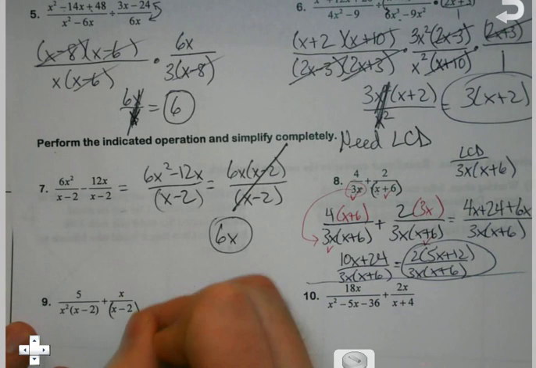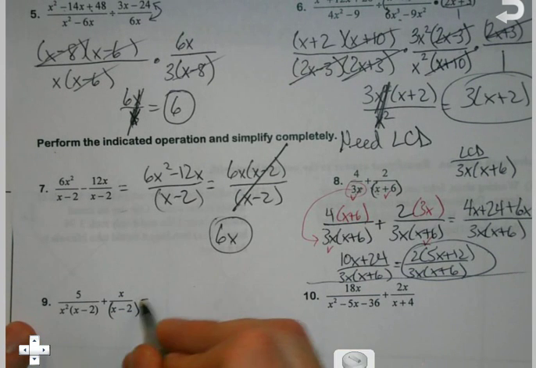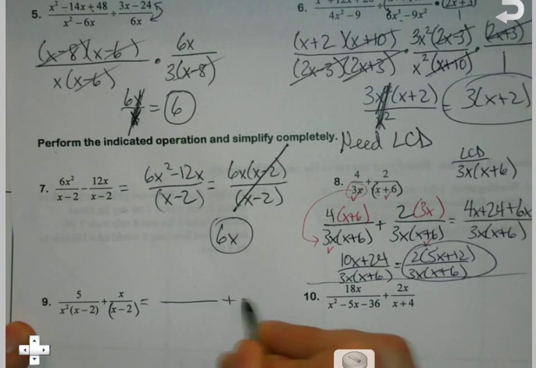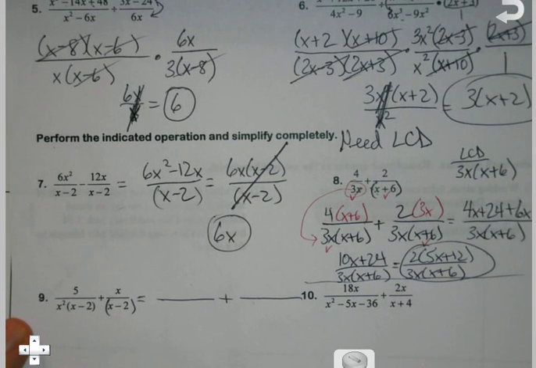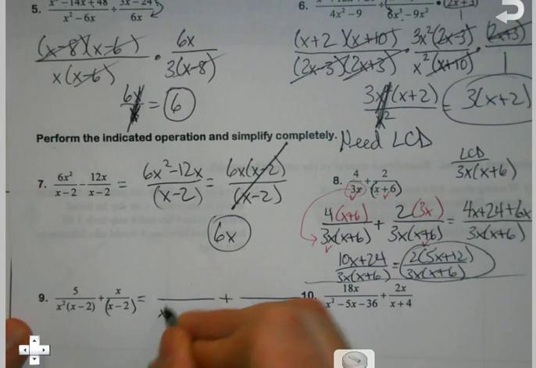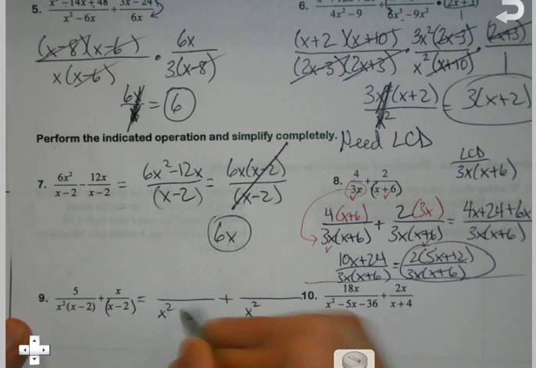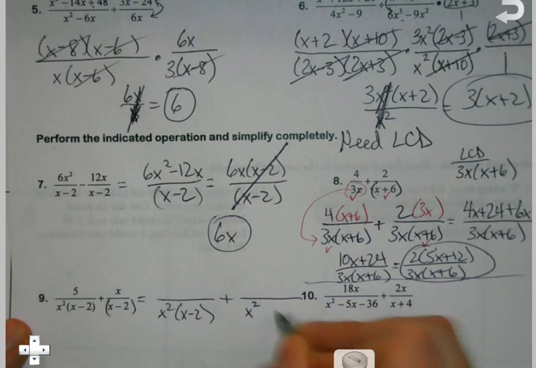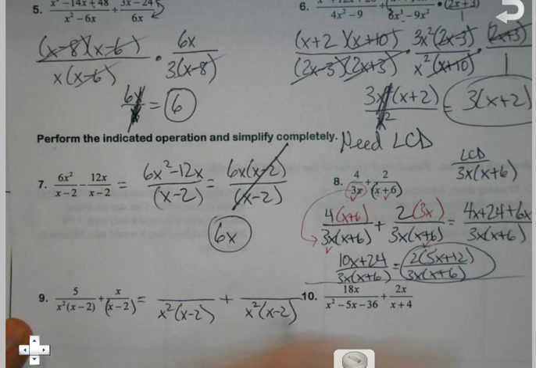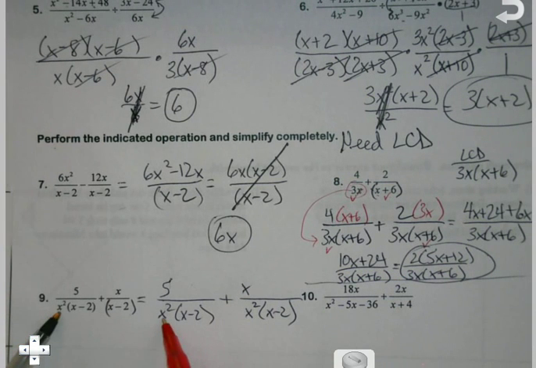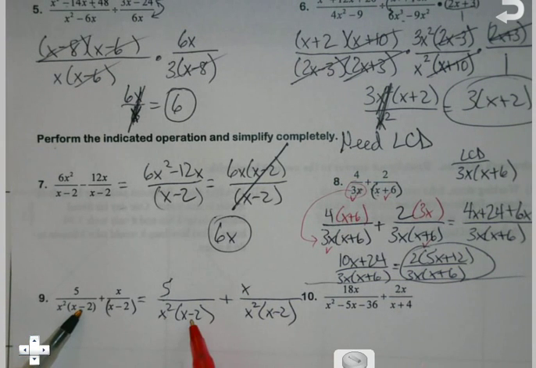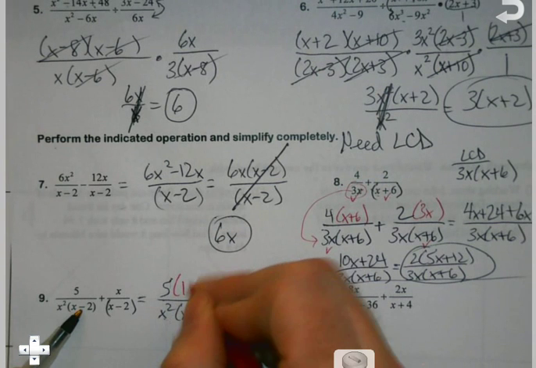9, get those parentheses working again. My LCD. Coefficients? Nope. Single variable terms? Yep. Parentheses? Yep. Do I need squared on the x minus 2? Nope, they're not in the same fraction. Already got the x squared, already got the minus 2. I don't need anything. If you want to desperately put something, put a 1.